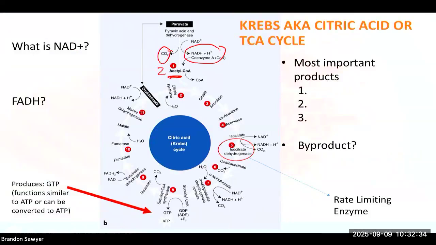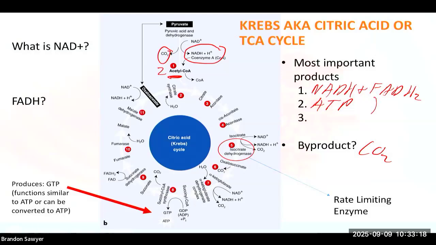Okay, so the most important things that come out of the Krebs cycle would be, number 1, NADH and FADH2. Okay, so we see some NADH there, more there. We see some FADH2 there, and then some more NADH there. And then we also produce some ATP, just right here, you can see some ATP production. And then also the byproduct of CO2.